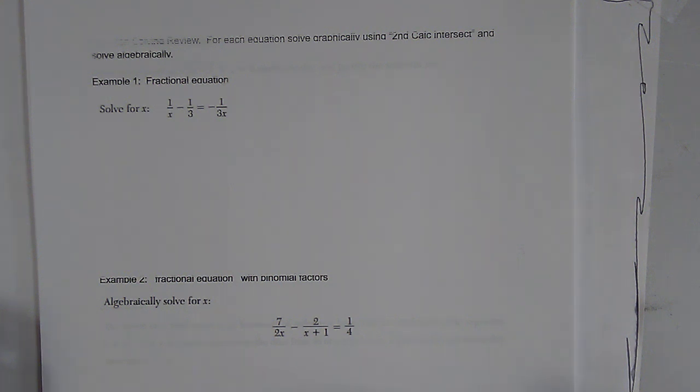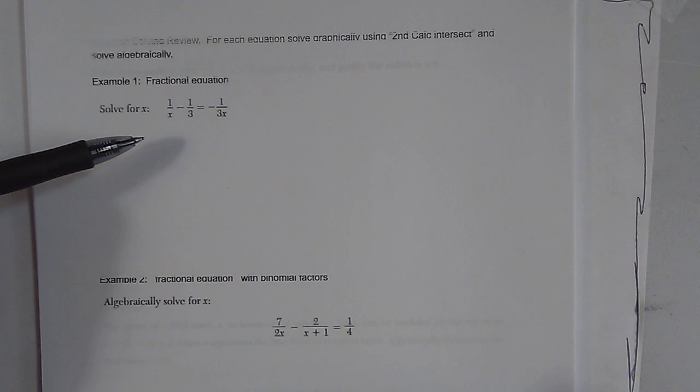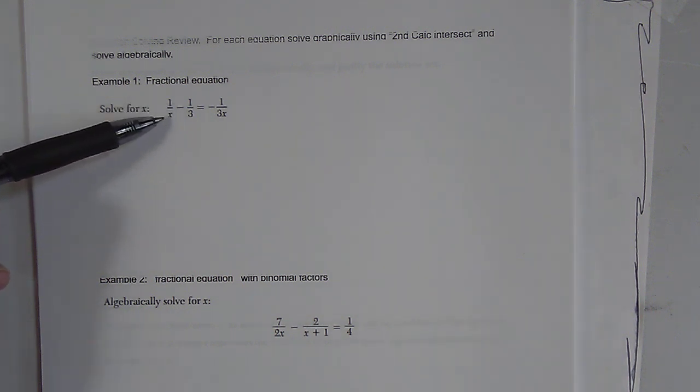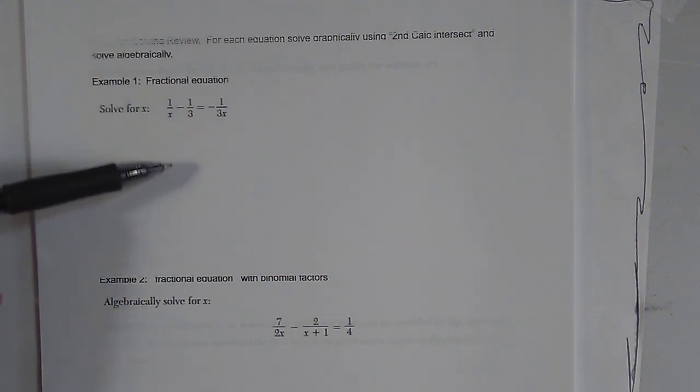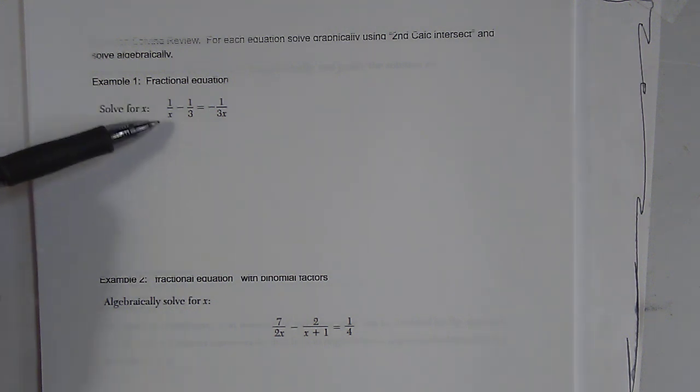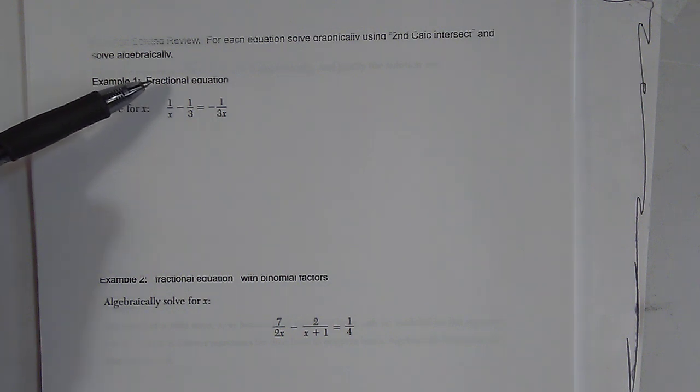So the first type of equation is a fractional equation. If you want to try this on your own, you've seen some of these exact questions before. But if you want to try it on your own and then watch my solution afterward, that'd be cool too. All right, so this is a fractional equation.